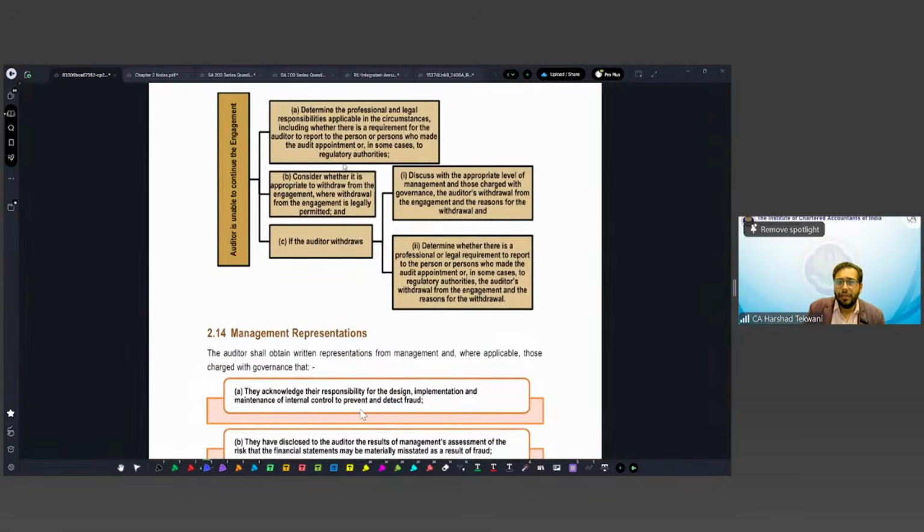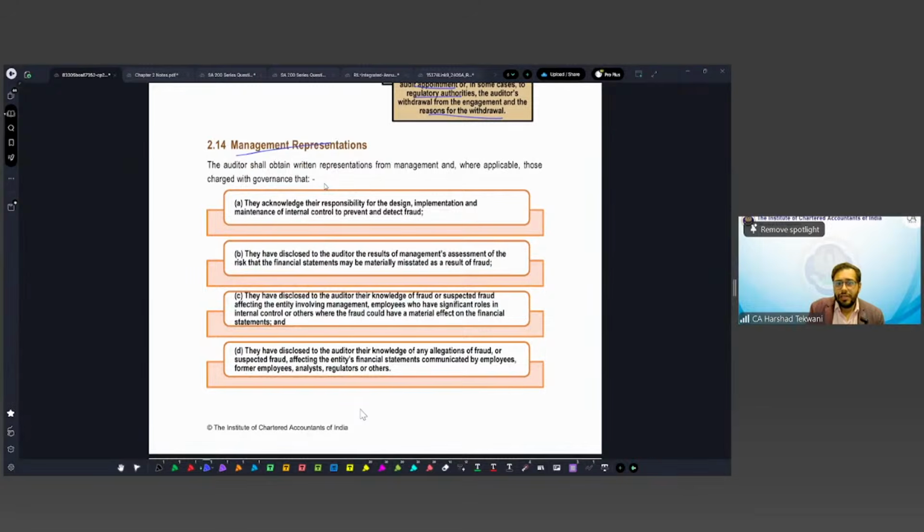If you determine that you want to withdraw, then discuss with the management and those charged with governance the reason for the withdrawal. You need to check legal requirements. You need to report to the person who made your appointment, regulatory authorities. And you need to provide the reason for withdrawal if you decide to withdraw. But first you need to consider whether it is appropriate to withdraw and determine the professional and legal responsibilities in case you want to withdraw.